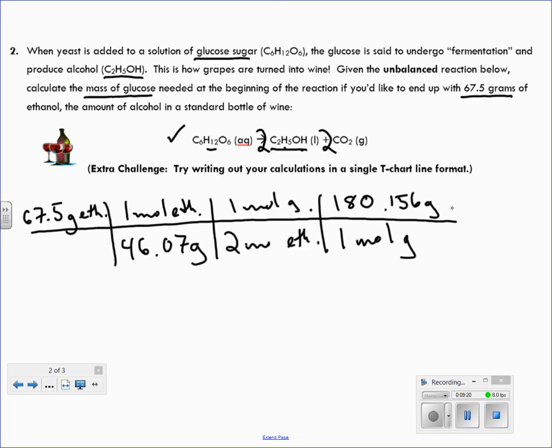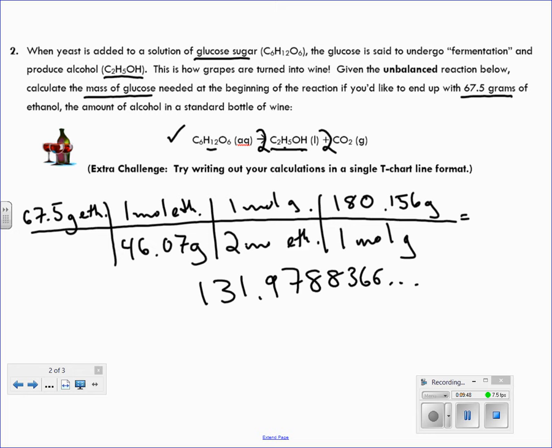180.156 grams. All right, and then you know the drill. Everything you multiply across. So 67.5 times 1 times 1 times 180.156. I get a big number. I divide it by 46.07 and then divide it by 2. And my answer is 131. Again, I'm going to write down what my calculator spits out because it's good practice for sig figs.